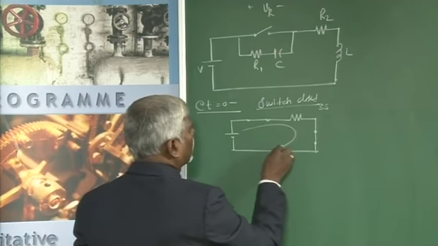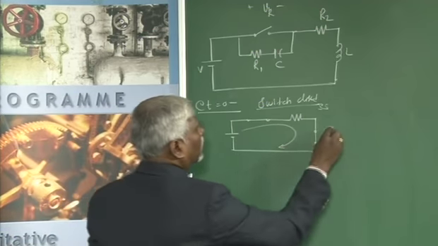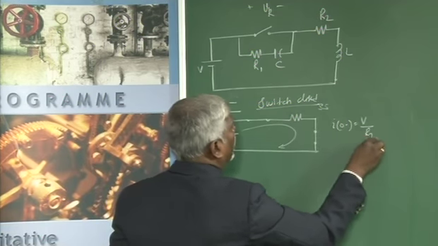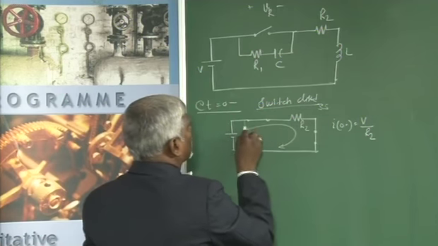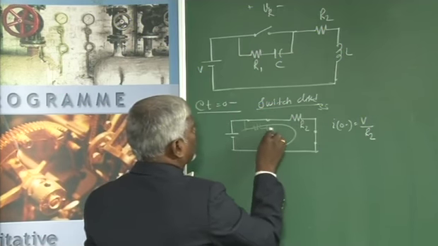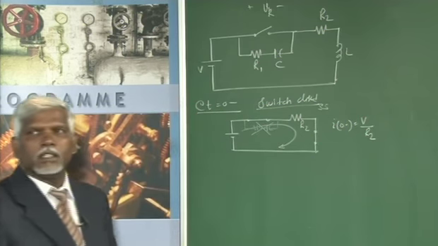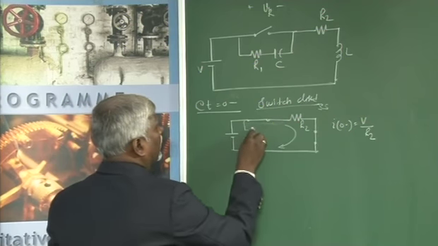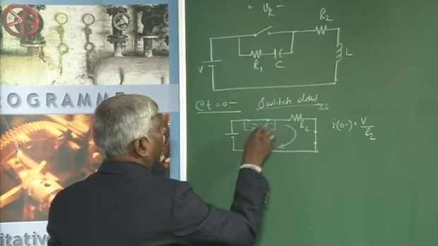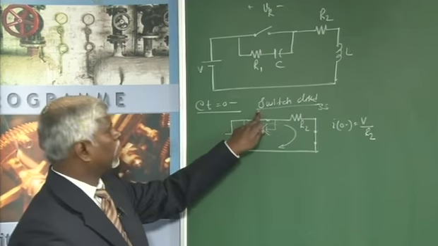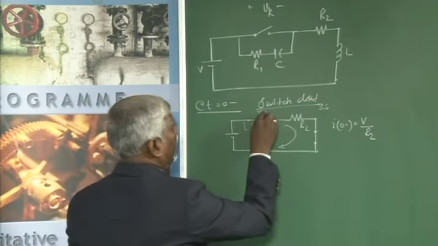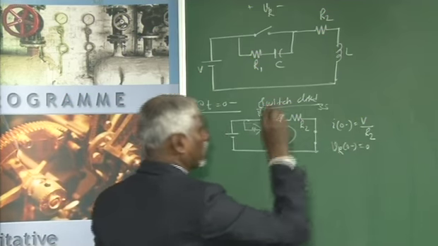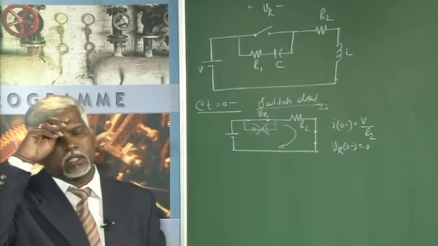So there will be a current through the loop. I at 0 minus will be V by R2, because the resistor and capacitor across the switch become redundant. If I have any element across the switch, the resistance and the capacitance become redundant because there is a short circuit. So voltage across the switch Vk at 0 minus is also 0 because it is nothing but the voltage across a short circuit.